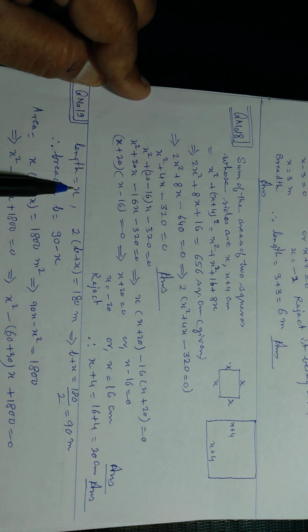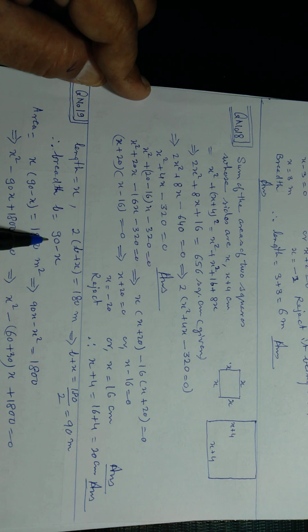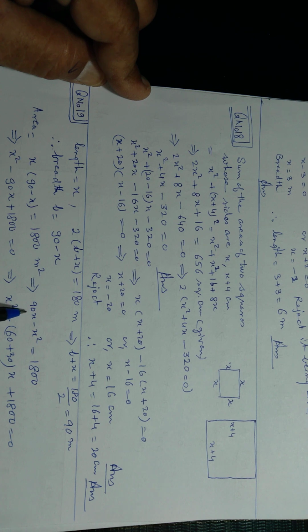So we have already taken the length x. Now the breadth is 90 minus x. The area will be equal to length into breadth. So x into 90 minus x will be equal to 1800 square meter. It is given already. So 90x minus x square is equal to 1800.